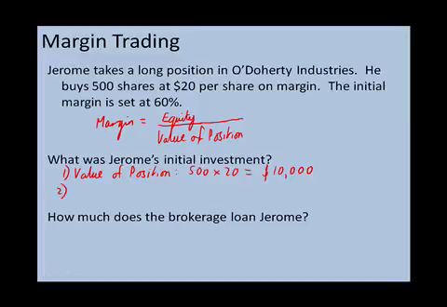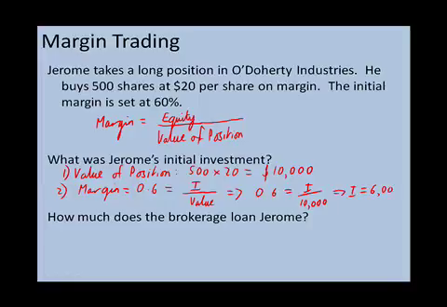Now we can calculate the margin. We know that the initial margin was equal to 60%, which must equal Jerome's initial investment, or equity, divided by value. Well, we know that in this case, the value of the position is $10,000. So we multiply both sides by 10,000 and we find that the initial investment must have been equal to 6,000.